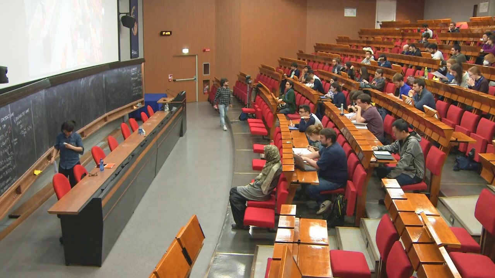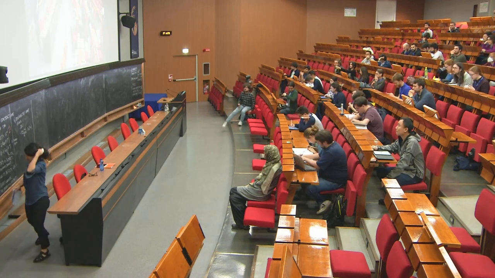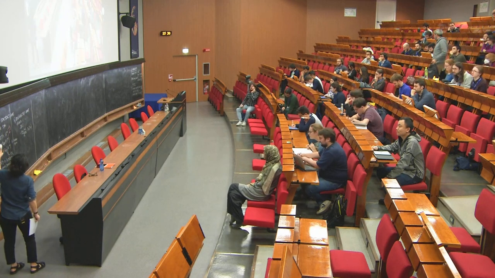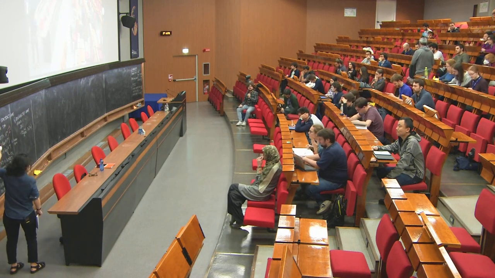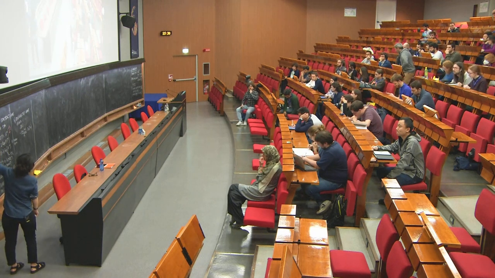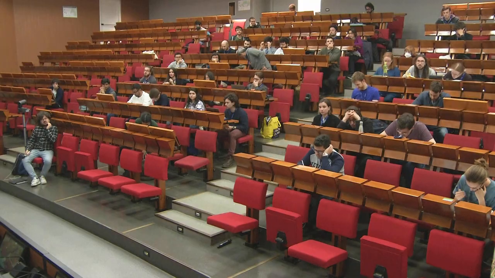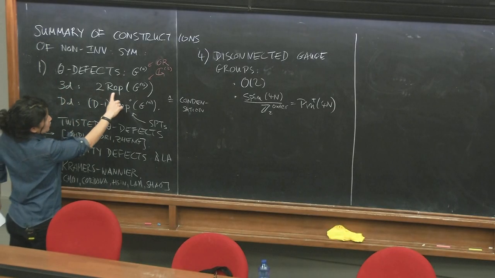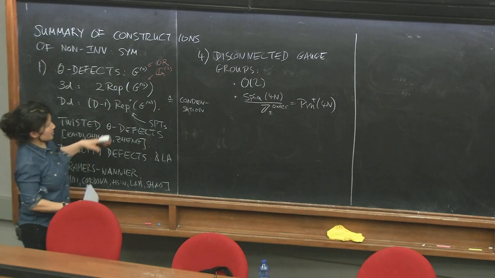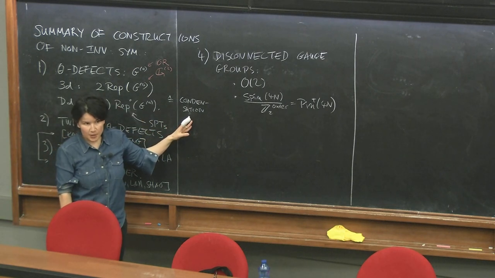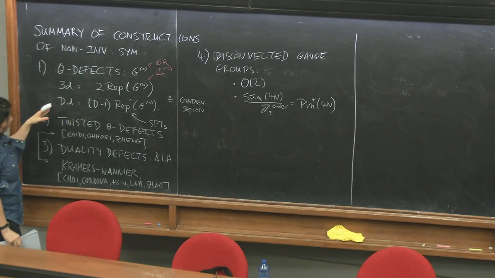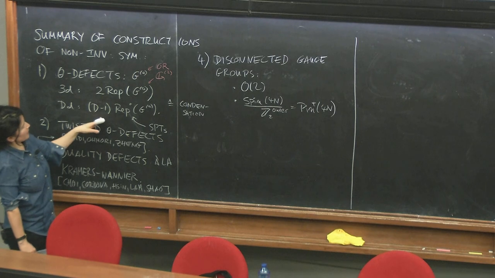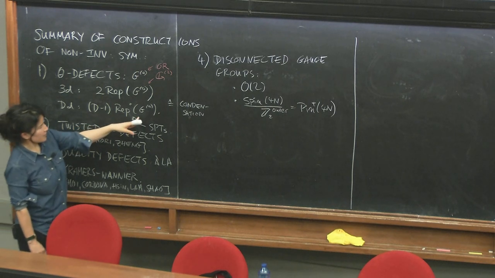Okay, so at the end of last lecture, we had discussed a construction of non-invertible symmetries using stacking of TQFTs and gauging. These are these theta defects. We did this in particular in 3D, where we got these 2Rep(G_0) defects, and you can think of them as condensation defects. And in general D dimensions, you can imagine there is a notion of a (D-1)-higher representation of this group.